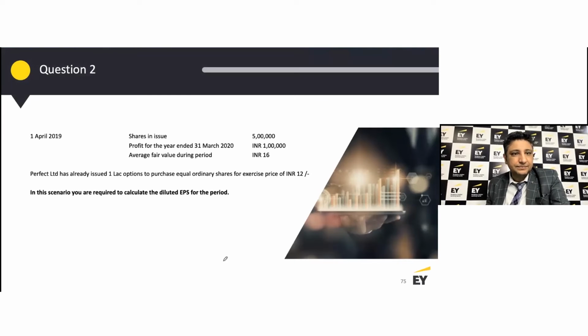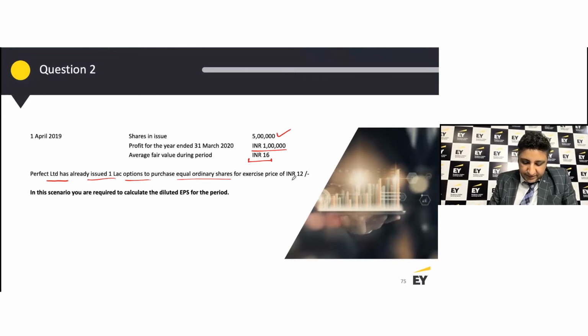It says that on 1st of April, there are shares already in issue to the extent of 5 lakh rupees. The profit for the year ended 31st of March is 1 lakh rupees. The average fair value of the shares is 16 rupees during that period. A Perfect Limited has already issued 1 lakh options to purchase equal ordinary shares at an exercise price of 12 rupees. Okay, we're required to calculate the dilution impact, calculate the diluted EPS. They're not asking us to calculate, of course, the basic EPS.